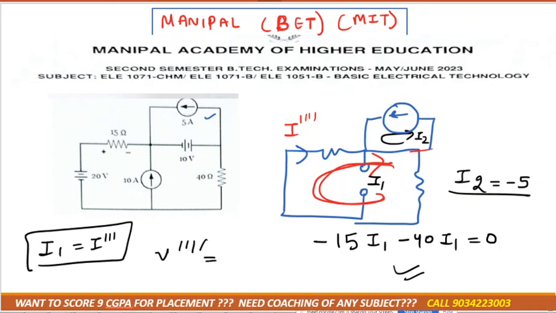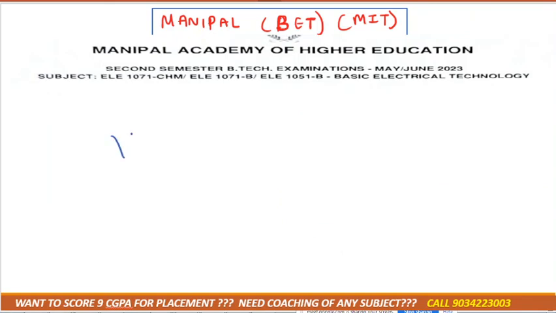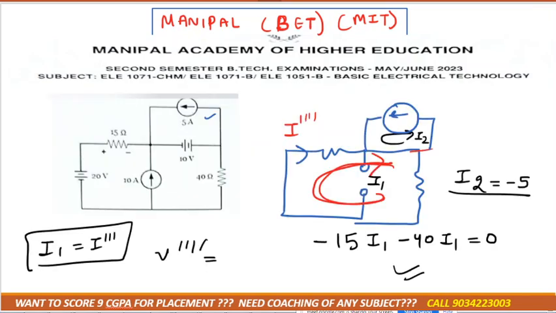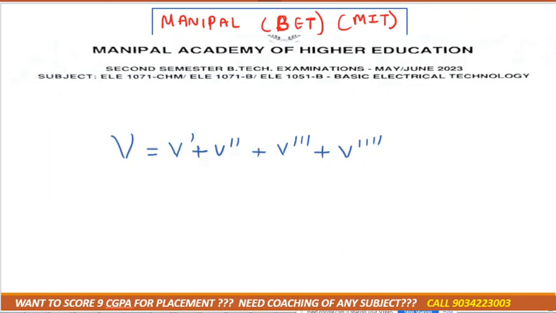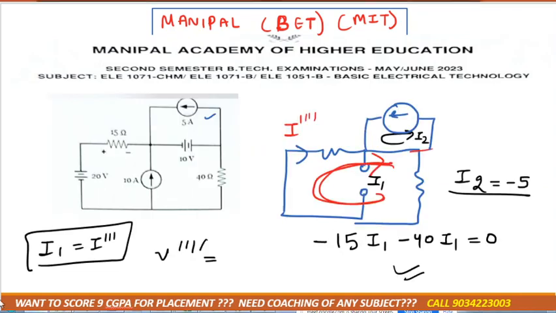So what we'll do in the last step is add all the V dash plus V double dash plus V triple dash. As I have taken all the voltages in the same direction, okay? Then only, understood?